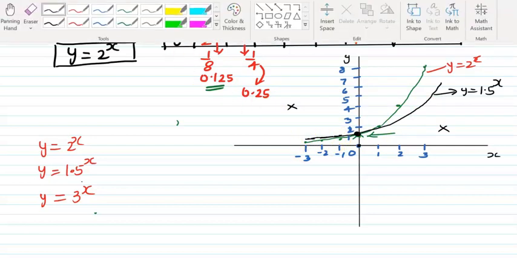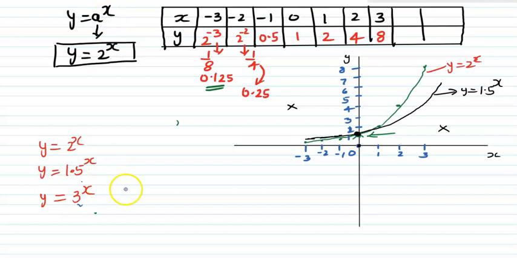Now if we are going for y equal to 3 to the power x, again the graph will be going like this. It will be up, y equal to 3 to the power x, and this blue line will come below the green line. This is a very small detail which you need to remember. So you can see there are three lines: black, green, and blue.